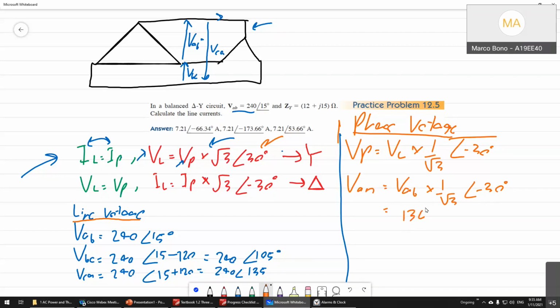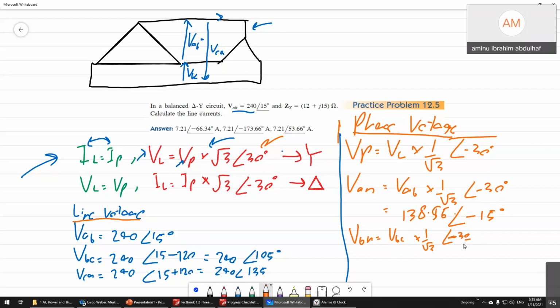138.564. Only 2 decimal points is okay. So the angle is 15 minus 30, which is minus 15. Sorry, okay, doctor. It's 138.56. So VBN is equal to VBC multiplied by 1 over square root 3, angle negative 30.